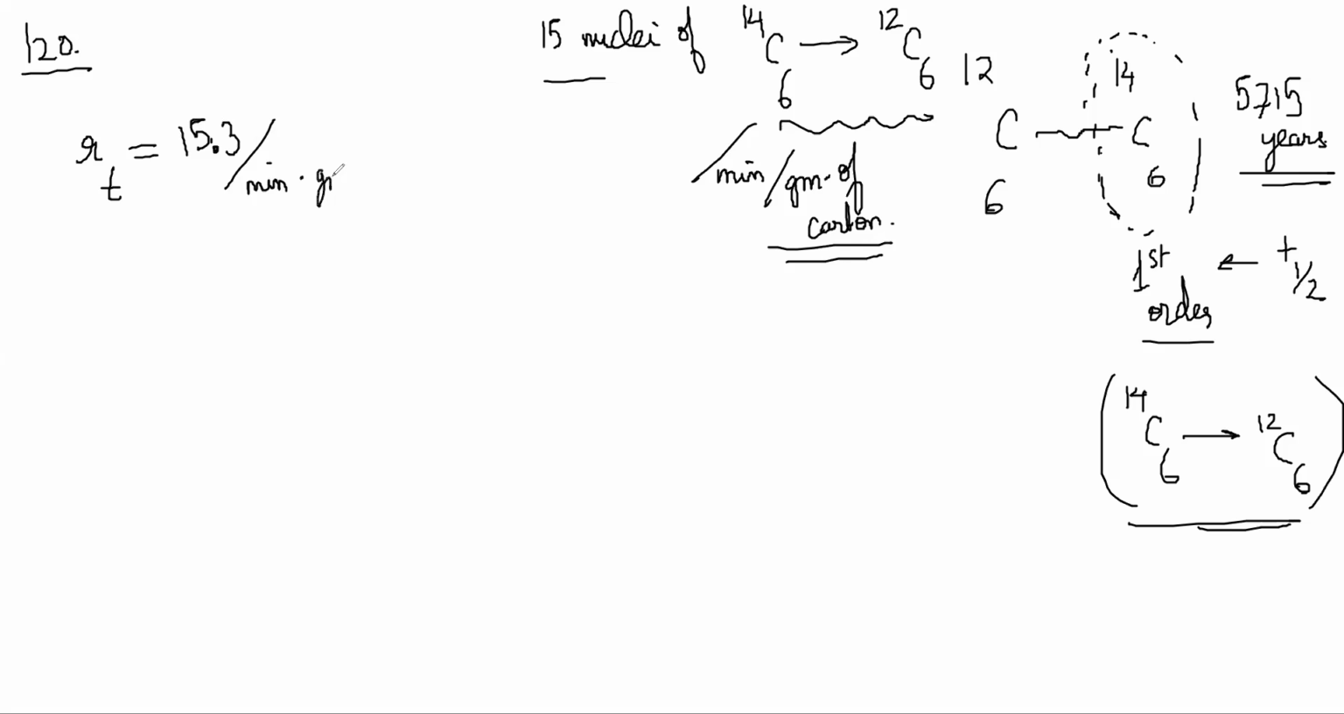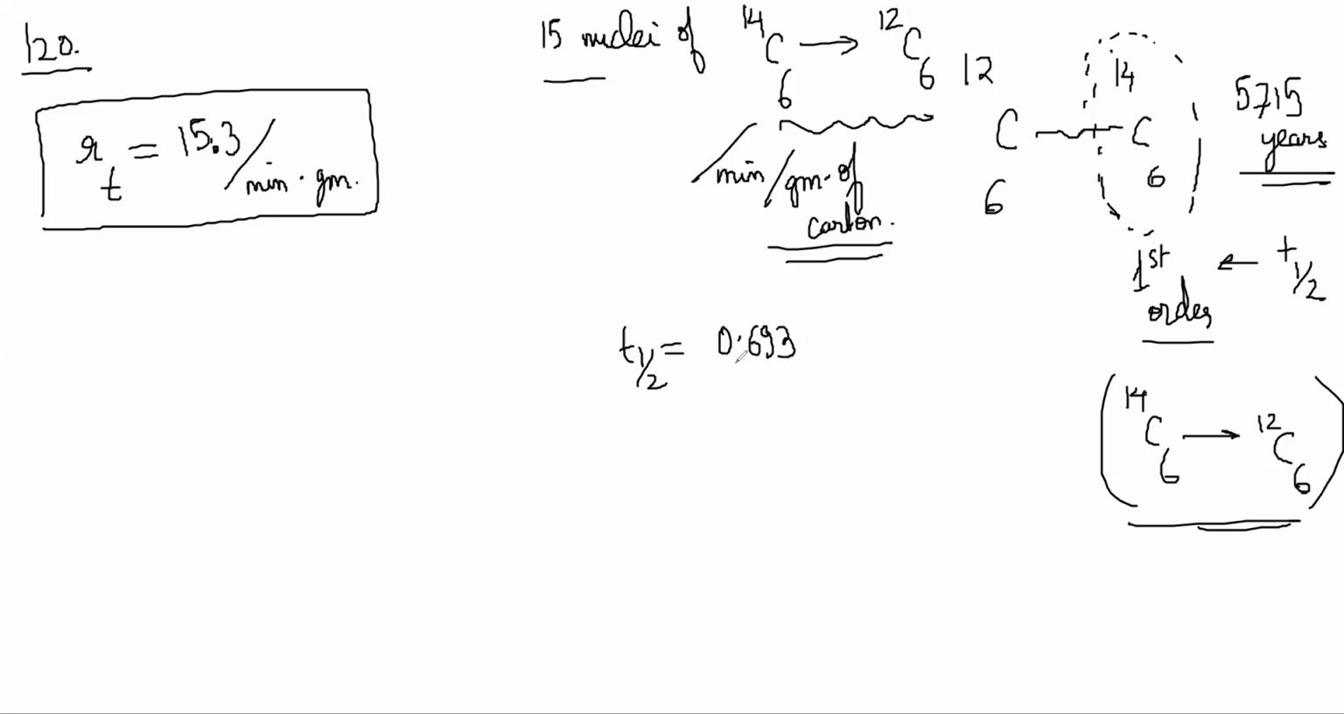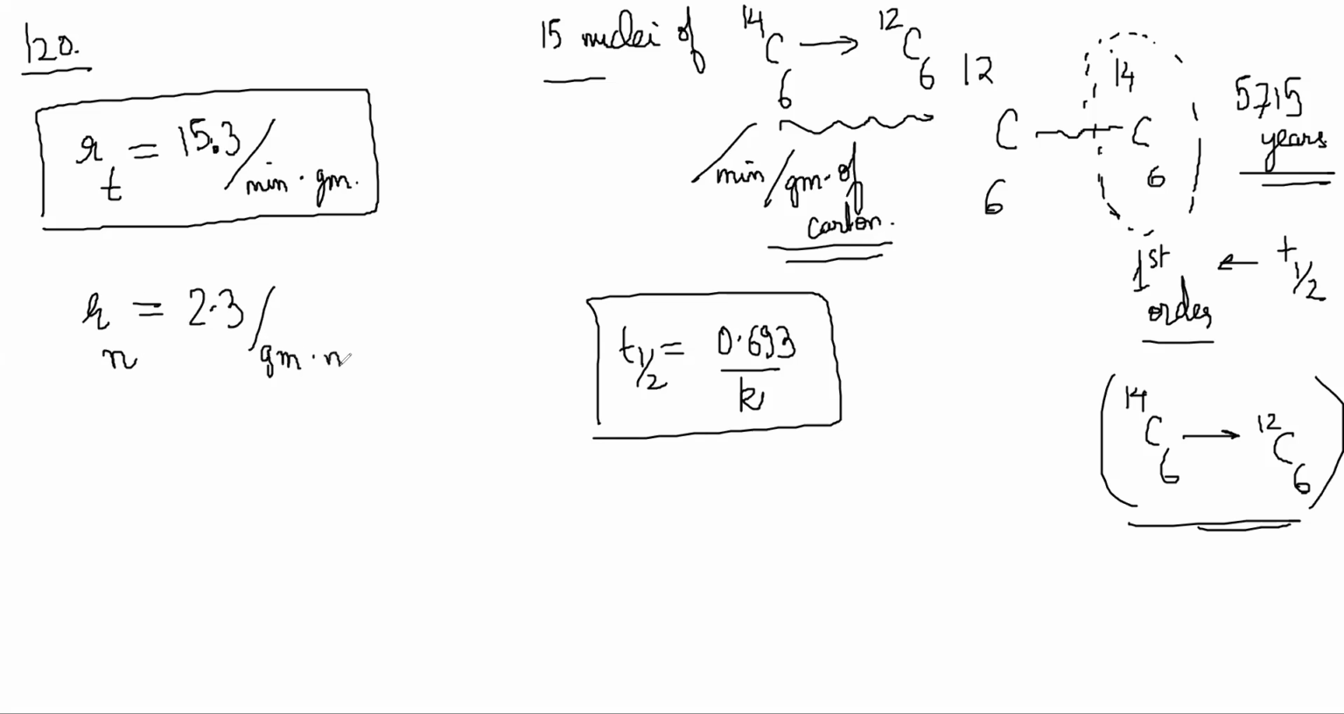That is the rate of the reaction. K is fixed. K doesn't change. You understand? K will be from the half-life. We got that half-life is equal to 0.693 by K, right? So K is a fixed constant, and rate at the present instant, rate 2, is 2.3, right? So how old this is, you have to find, right?